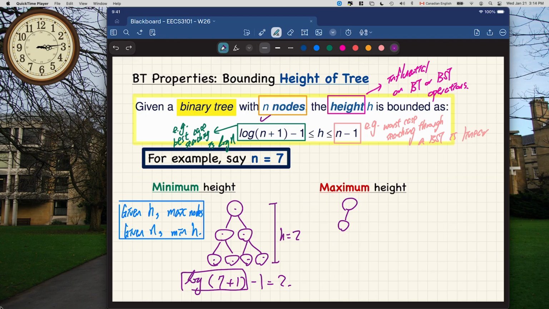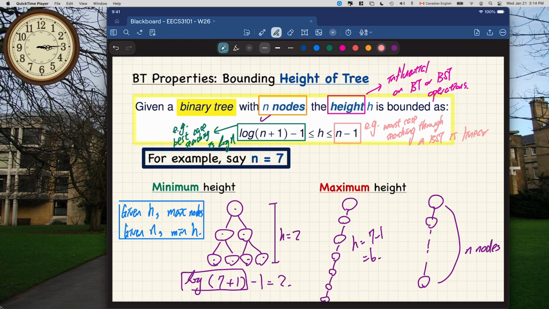Let me draw better. 1, 2, 3, 4, 5, 6, and 7. If I have 7 nodes, how many edges are there in between? 7 minus 1, right? Just remember that little relation. So height will be 7 minus 1, which is 6, okay? So in general, if you have all the way to the bottom n nodes, that means you have exactly n minus 1 edges. That's what you see over here.